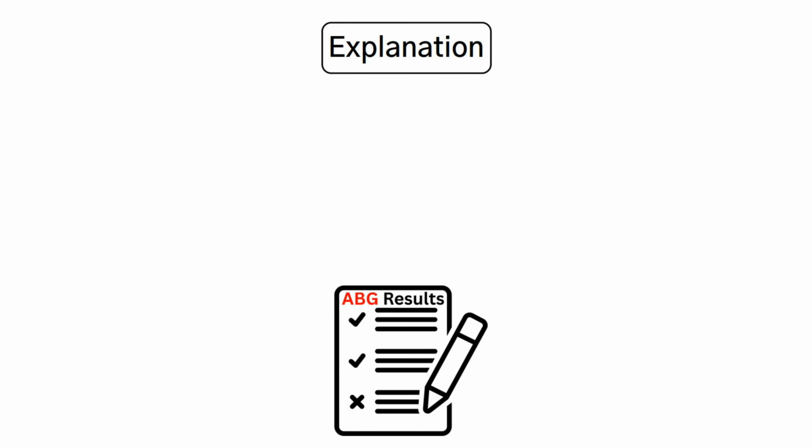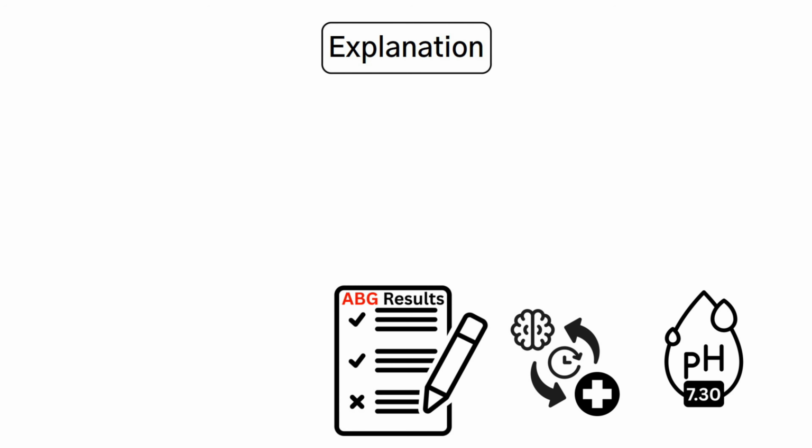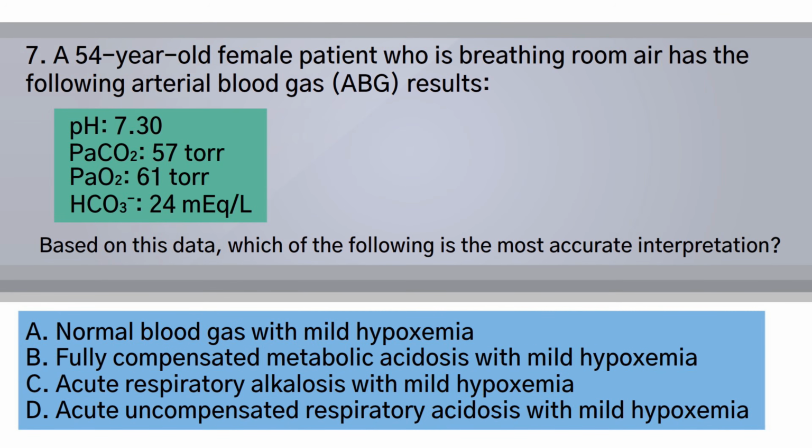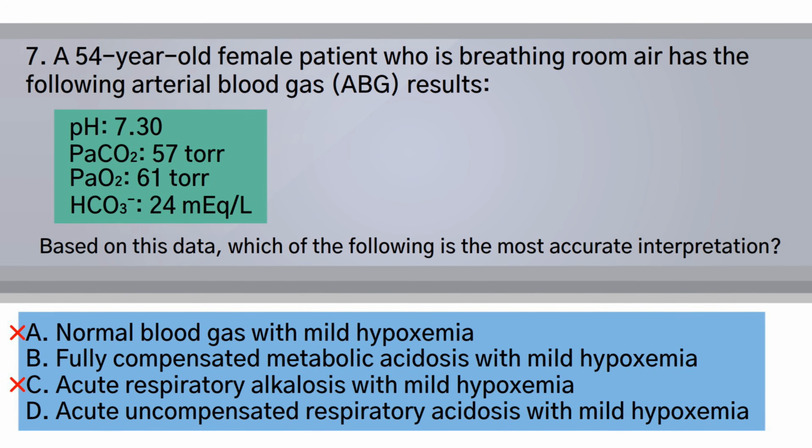Explanation. To correctly interpret the ABG, we'll work through each component systematically. The pH is 7.30, which is below the normal range. This confirms acidosis, allowing us to immediately rule out a normal blood gas and any form of alkalosis.